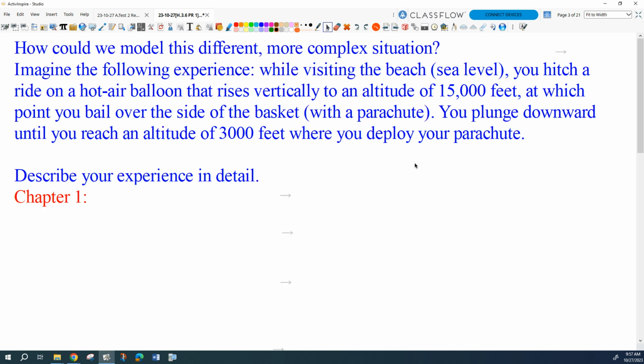So what about something like this? We're going to start this section. It's Friday, so let's just think about a little story here. How could we model this different, more complex situation? Imagine this experience while you're visiting the beach at sea level. You hitch a ride on a hot air balloon that rises vertically to an altitude of 15,000 feet, at which point you bail over the side of the basket with a parachute. You plunge downward until you reach an altitude of 3,000 feet where you deploy your parachute.